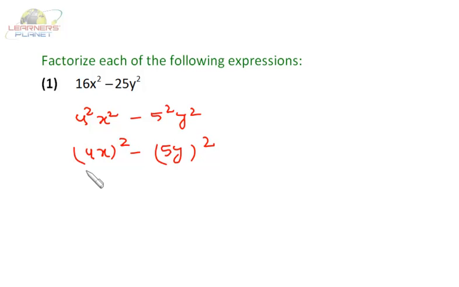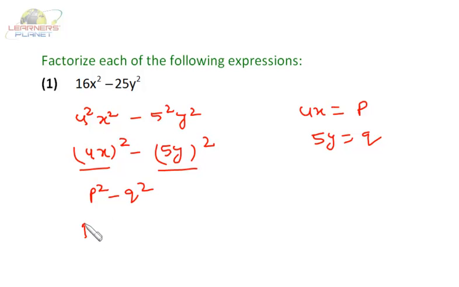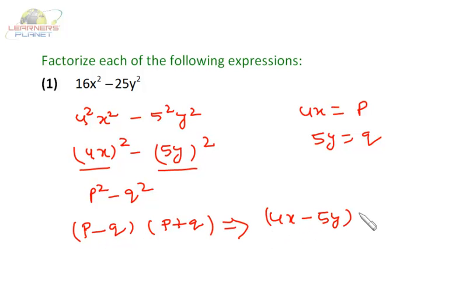Now it has become a format of x square minus y square. Or if you are confused at initial stage, you can take 4x as p and 5y as q. So it's p square minus q square, which can be factorized as p minus q and p plus q. Now just replace the value of p and q. It is 4x minus 5y and 4x plus 5y.